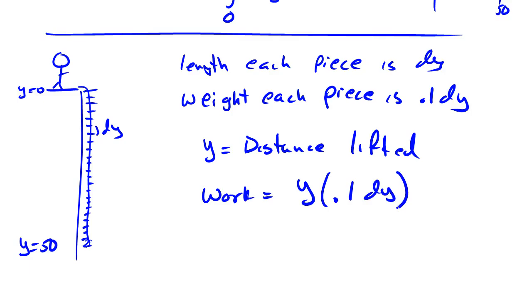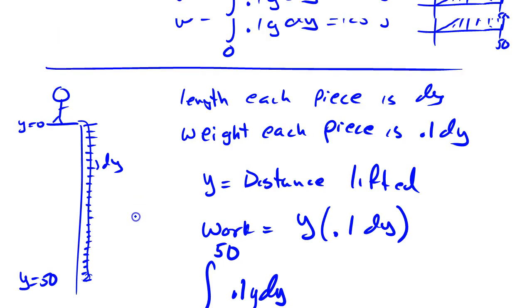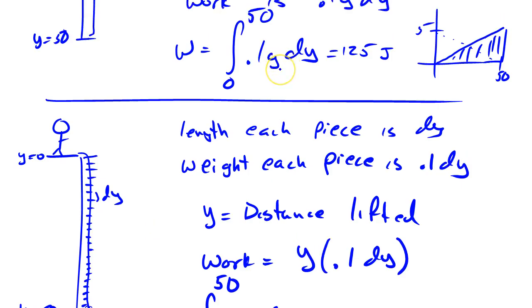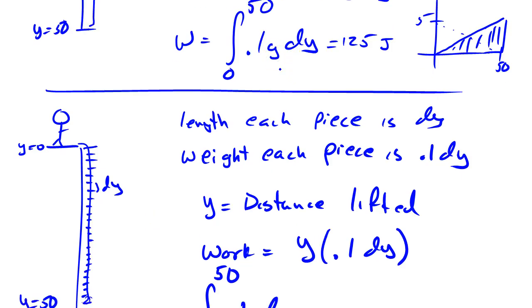And then I want to add all those up, all those little pieces, all those little bits of work. So I have little bits of rope everywhere from y equals 0 to y equals 50. And the work done is 0.1 y dy. Okay. Which is exactly the same integral as I had on this previous method, but I got it in a different way, right?